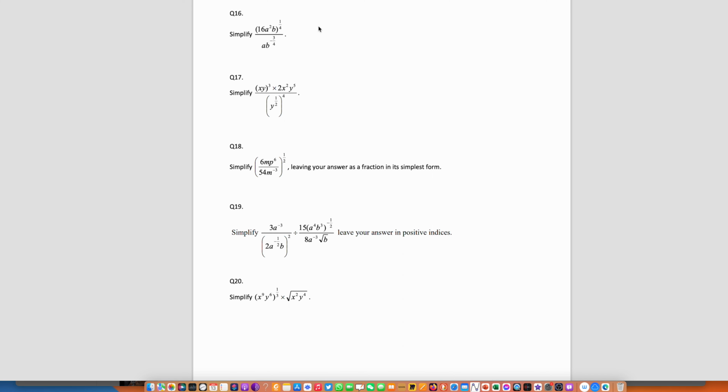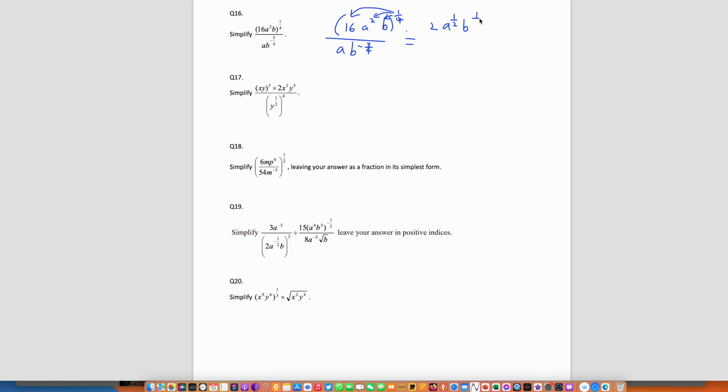Quite simple. So your 16 A to B. So your 1/4 will go into each of them. Your 1/4 here will go into each of them. After going into each of them, I think your 16 1/4 is actually 2, right? Then your A2 times 1/4 is A half, right? Then after that, this is B 1/4, right?